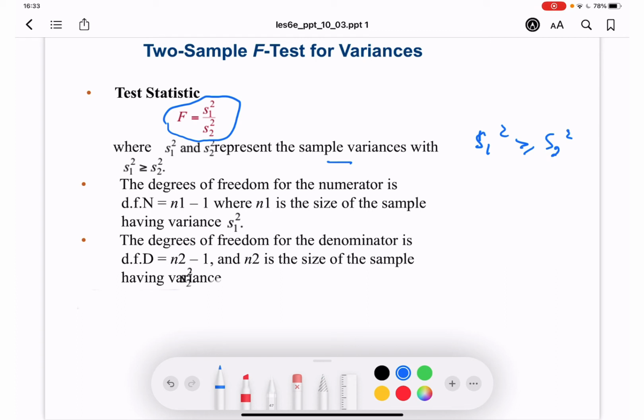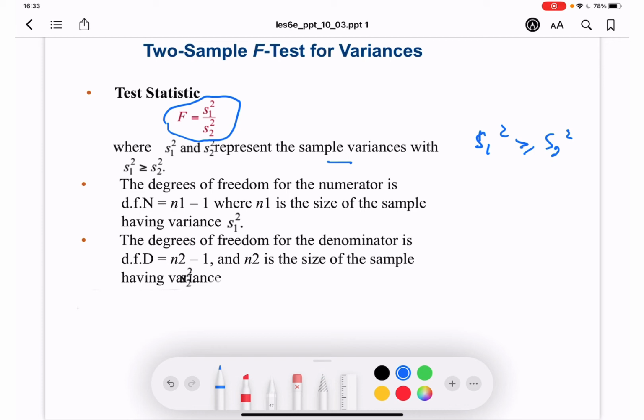Well, by choosing the population that has the greater variance, right? And why do we choose specifically greater, not less? Because it's easy to work with the F distribution with a right tail test. Why? Because a right tail test is always going to be positive, and we are working with squares, which are positive everywhere.